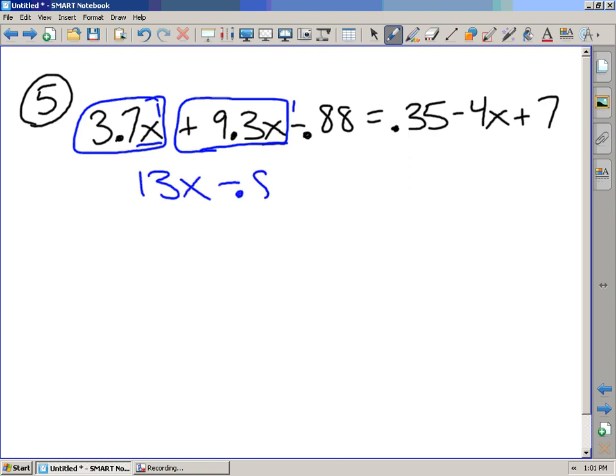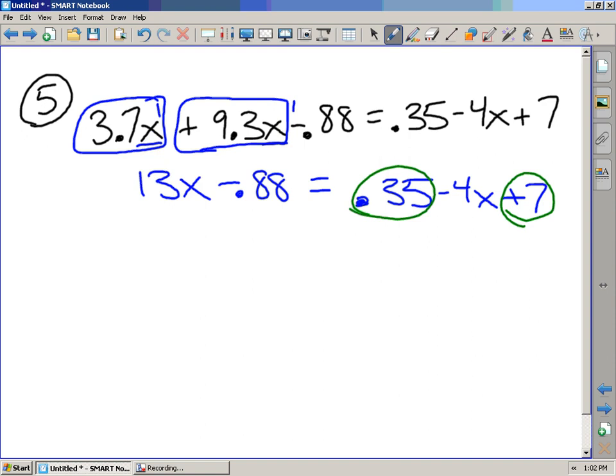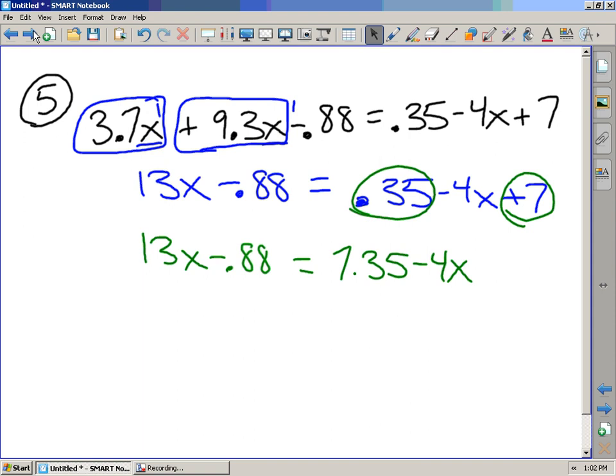Everything else I'm just going to copy down, making sure that I make the decimals nice and clear. And then on the right side, there's also like terms that we can collect. 7 plus 0.35 equals 7.35. On the left side, we have 13x minus 0.88. Now we're at the point where we can move the variables to one side and the constants to the other. So I'm going to label my sides. We could have done it the opposite way.